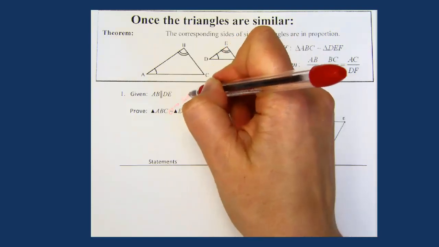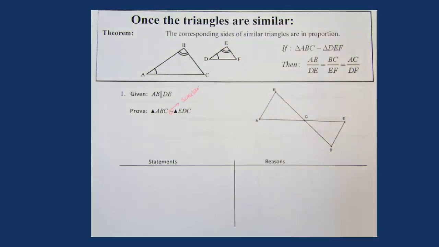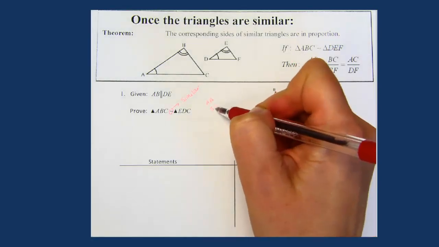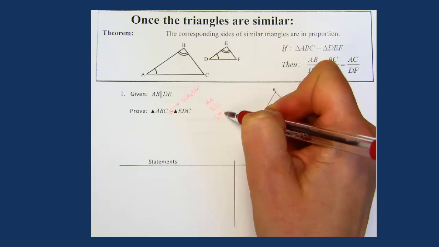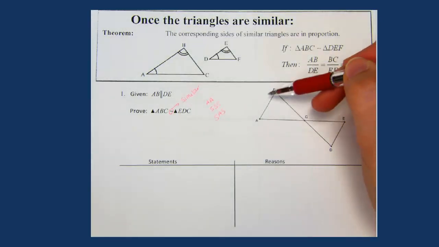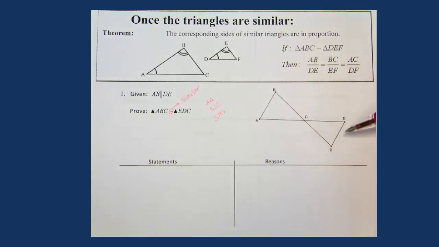Okay, so for this first proof, what we want to do is figure out how to prove that these two triangles are similar. Now, we have 3 methods for proving triangles similar. We have angle, angle, side, side, side, and side, angle, side. So our first challenge is to figure out which one of those methods we're going to use.